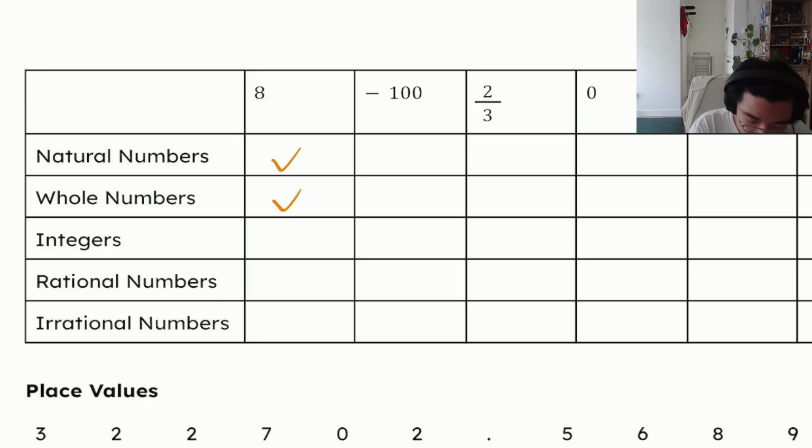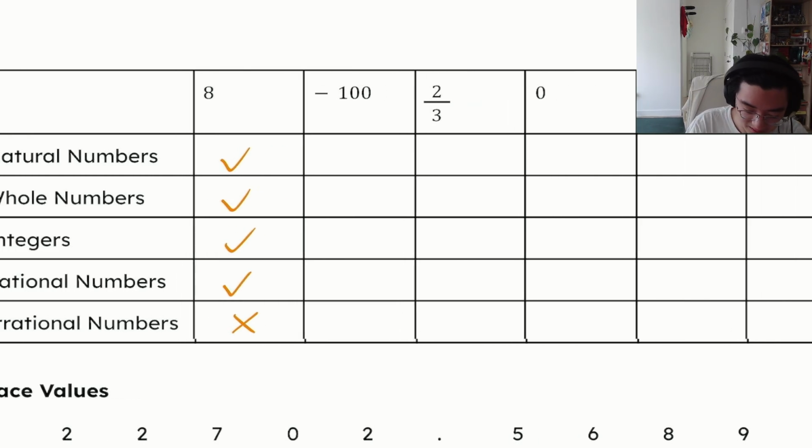Integer, yes, it is a whole number, so it is also an integer. Is it rational? Yes. Because we know it's rational, it has to be an integer, a whole number, and a natural number. Irrational? Not irrational. 8 is just 8 by itself. It's not a repeated decimal.